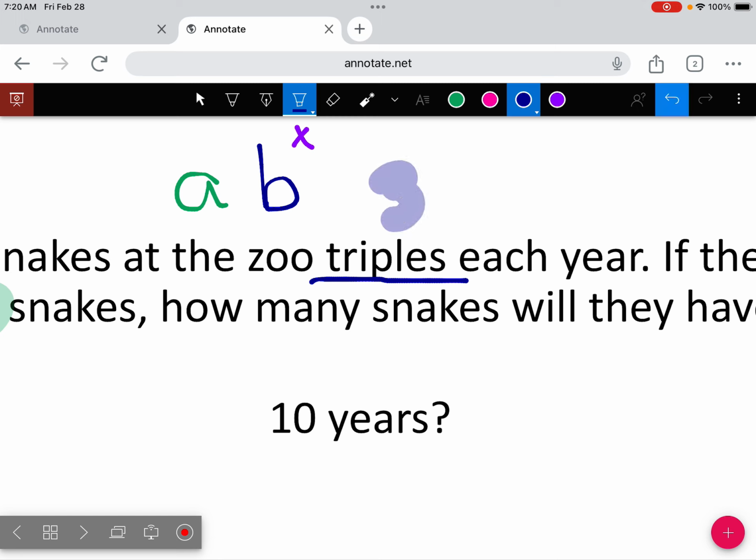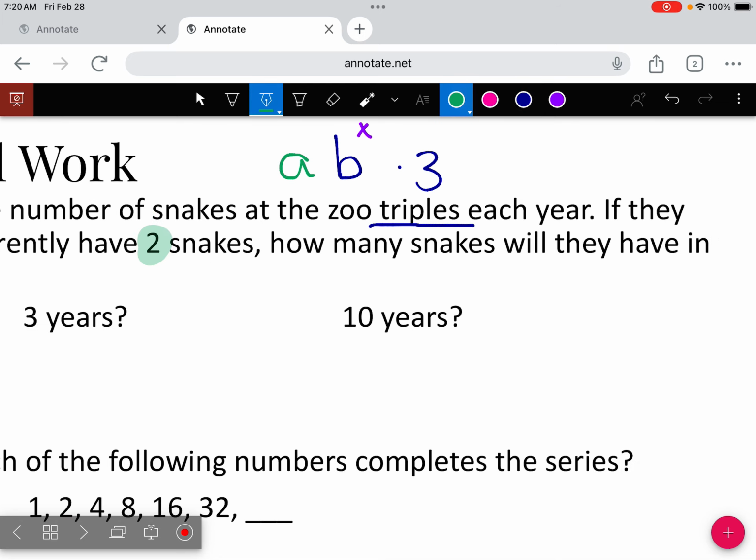It's gonna triple. It's gonna times by 3. So we can write our equation here as our 2 times 3 to our x, whatever our x is. That can be our equation. Now see if you can figure out our values for these 2 questions, 3 years and 10 years. Take like 30 seconds to do that.